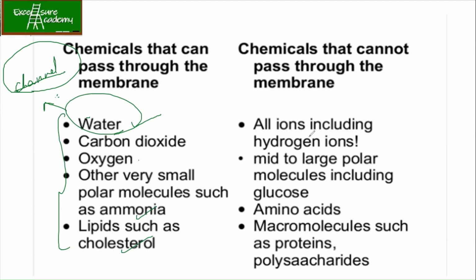All ions, including the hydrogen ions. Why? Because of their charge. Because of the charge, these ions cannot pass through the membrane. Now, mid to large polar molecules, including glucose, even those cannot pass through the membrane.